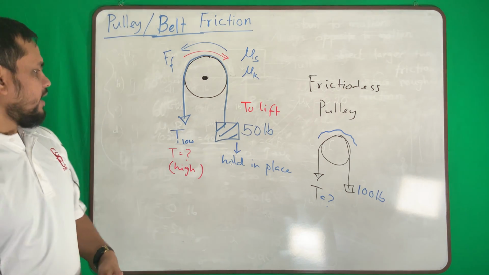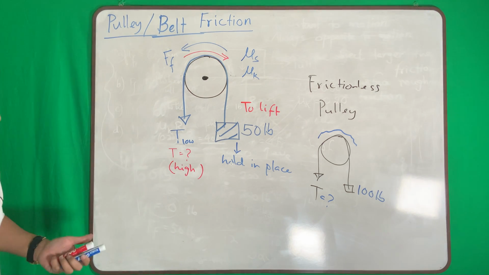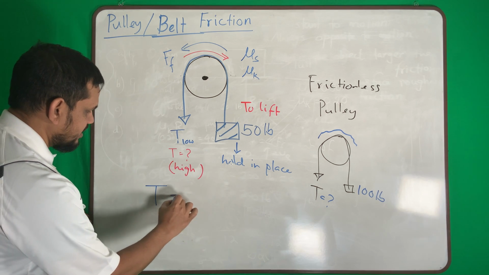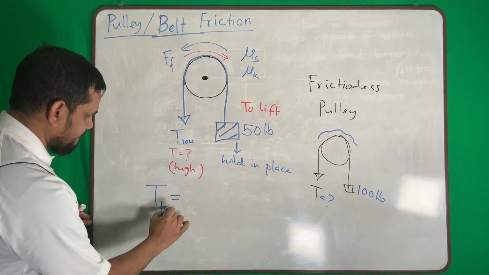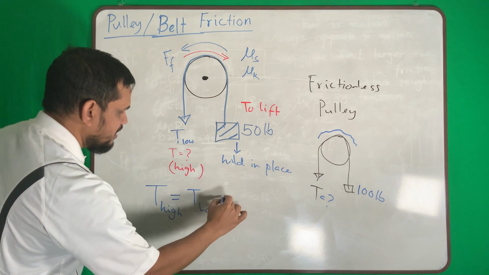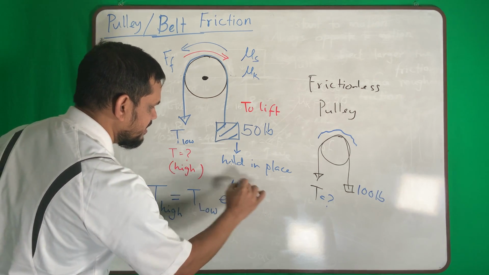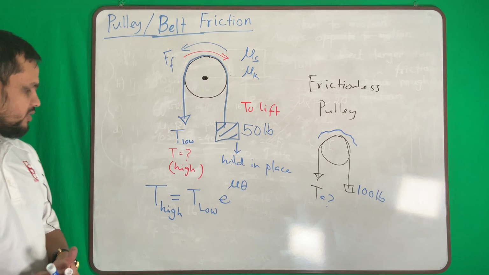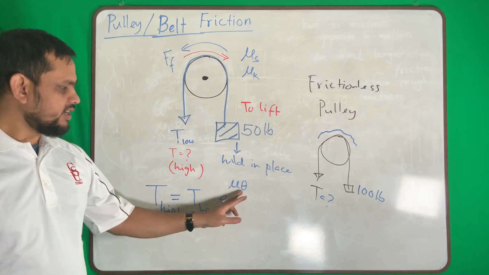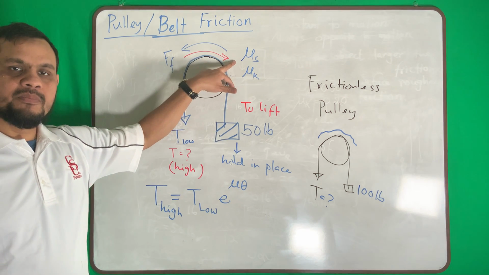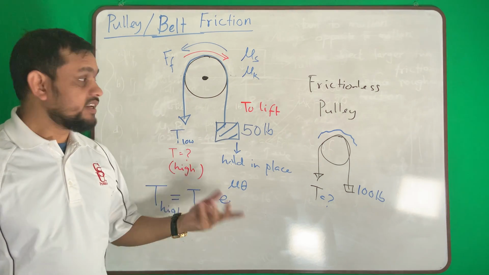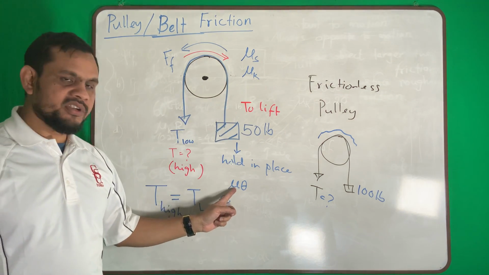So what is the equation to solve it? The simple equation is T high equals T low e to the power mu theta. Mu means the coefficient of friction. If it is static, then mu s. If it is kinetic, then mu k. So I just wrote mu here.